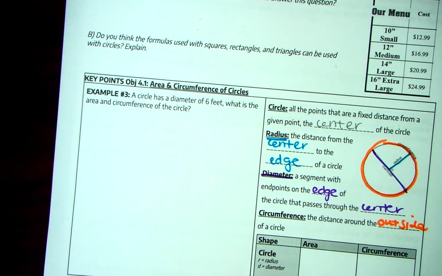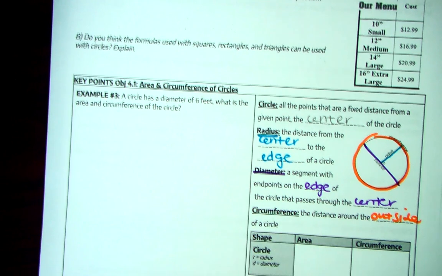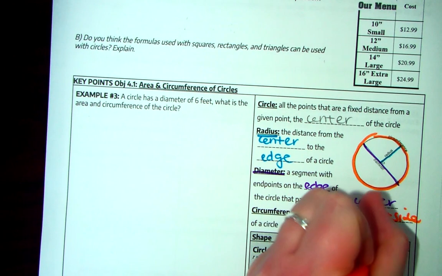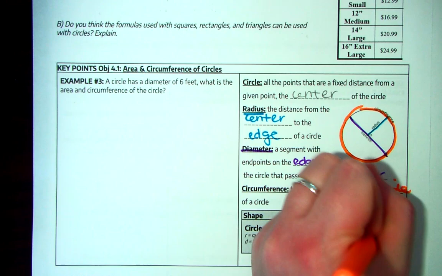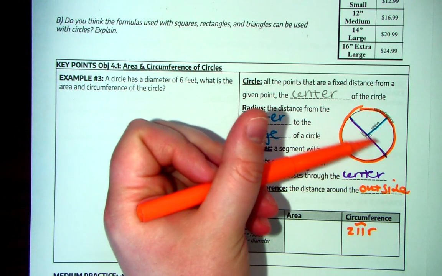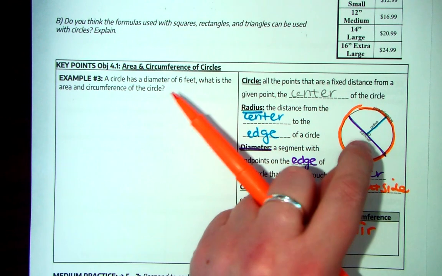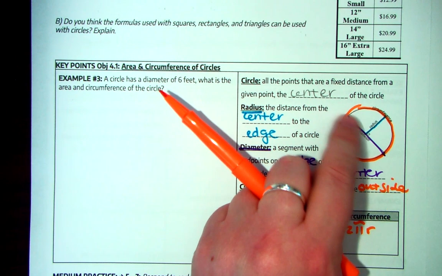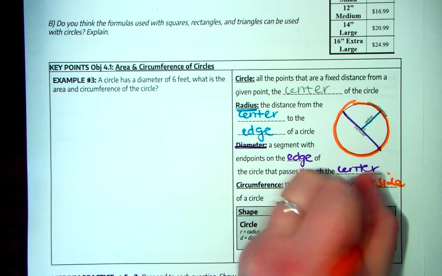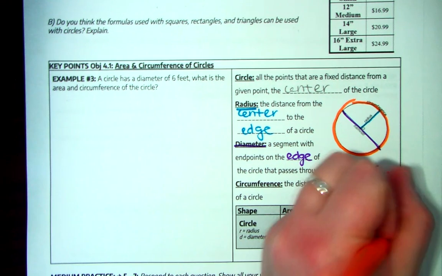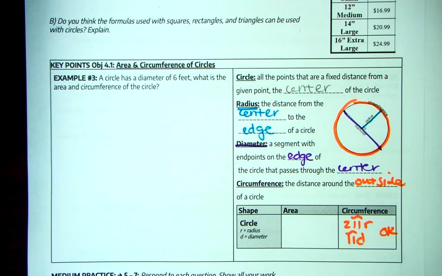Okay, and I'm going to tell you right now the formula for circumference is 2 pi, which just stands for 3.14, times the radius. 2 radius will always equal 1 diameter, right? Like the distance from center to edge is 1 radius, so 2 radius is 1 diameter. So you could just do pi times the diameter to find the circumference, either way, okay?